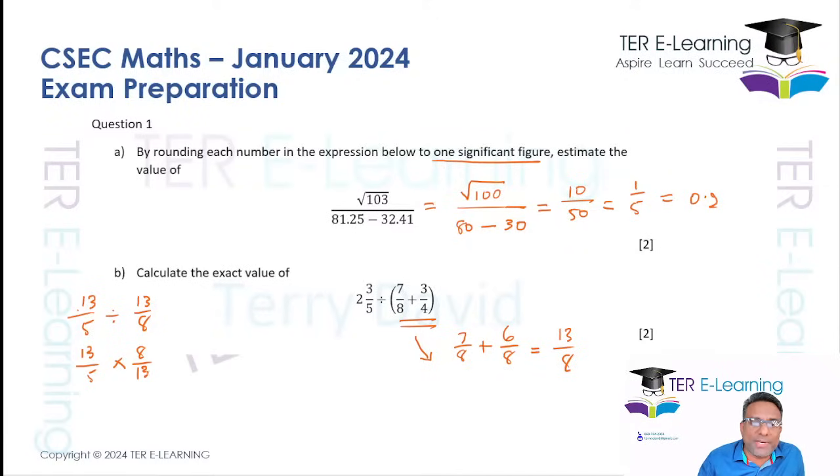What's going to happen here is that this 13 will cancel with this. You can use a calculator for this question, and you're going to end up with 8/5 as your answer, or you can write this as 1 3/5. So don't underestimate some of these questions. They require some thinking.